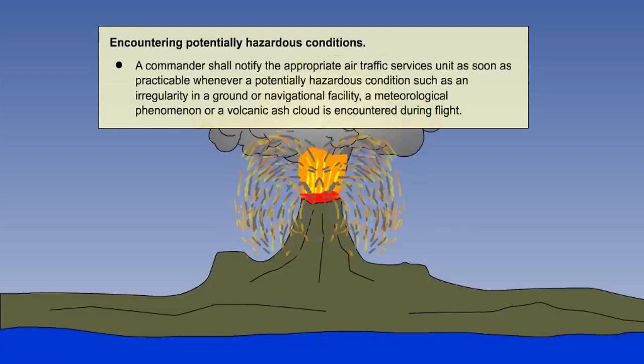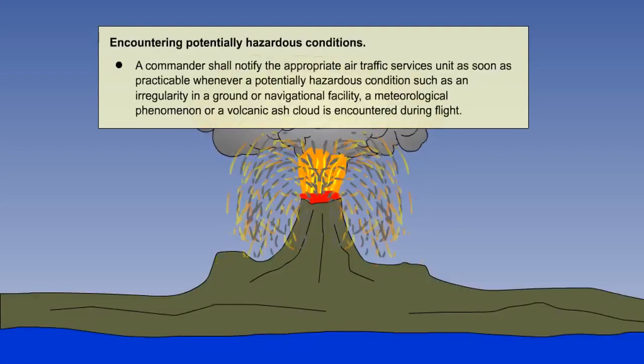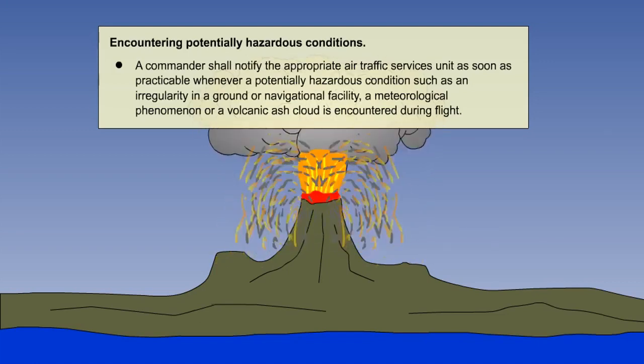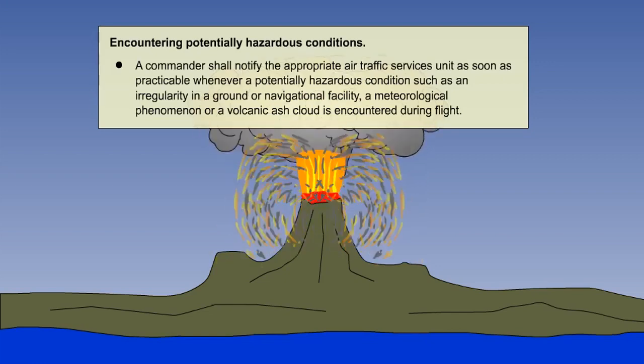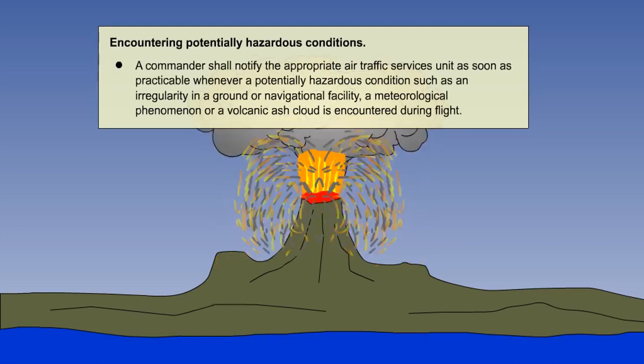If potentially hazardous conditions are met in flight, such as flying through a cloud of volcanic ash, the appropriate air traffic service unit must be informed as quickly as possible. This concludes the lesson on the crew's, and especially the commander's, responsibilities.